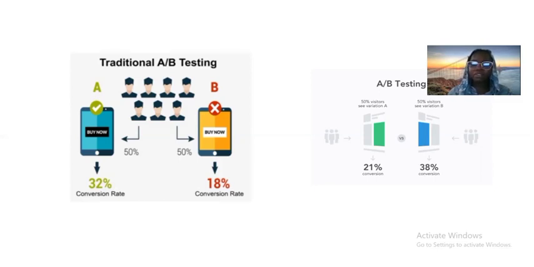So a lot of people have different metrics. For ads, it might be the click-through rate. For e-commerce websites, it might be the conversion rate. So let's say, for example, you have this result here. So A has 32% conversion rate and B has 18% conversion rate. So merely looking at this, you can say that A is better than B. Then on the right, you can also see that we have two different variations, A and B, and you can say B actually performs better because it has more conversion rate.